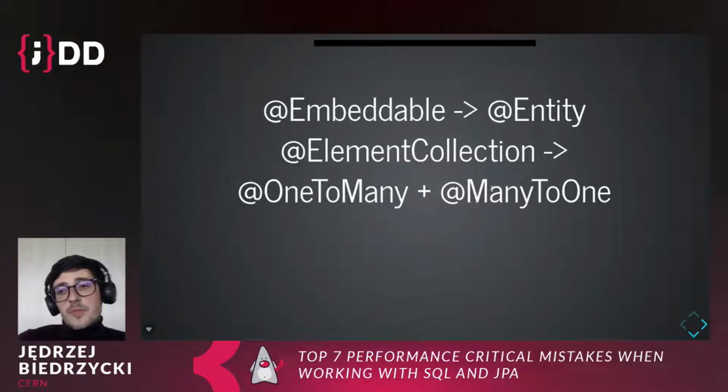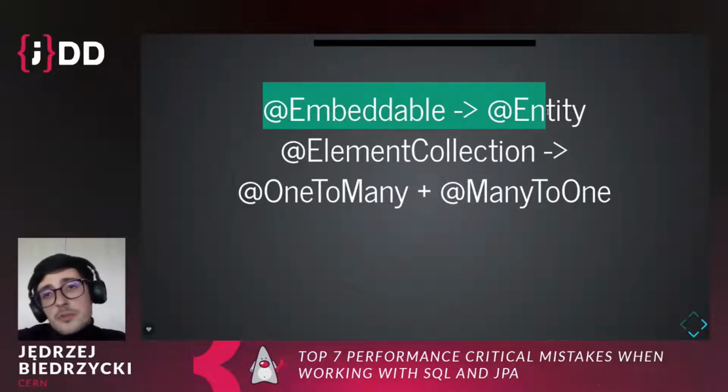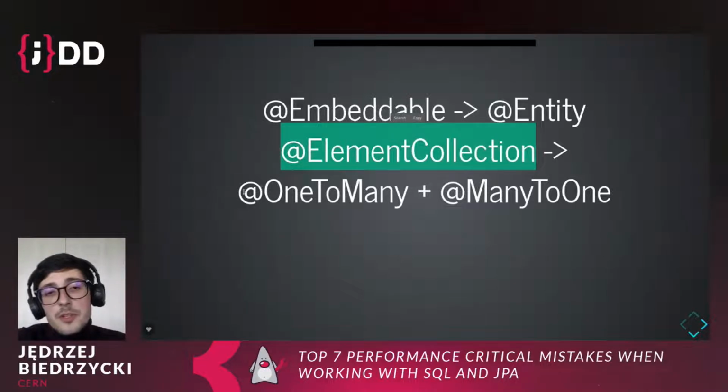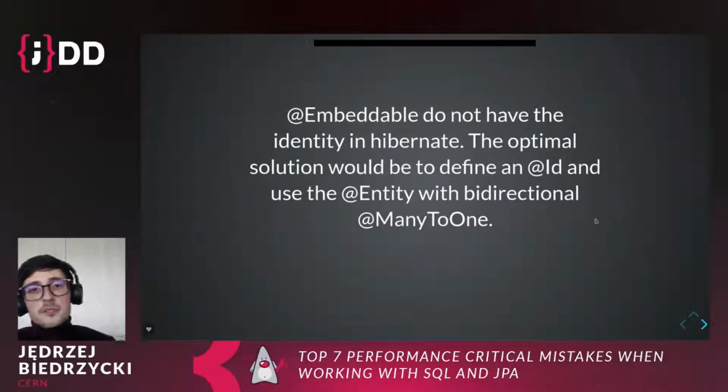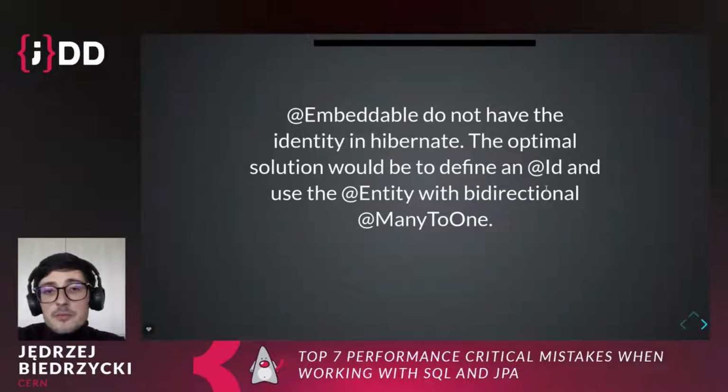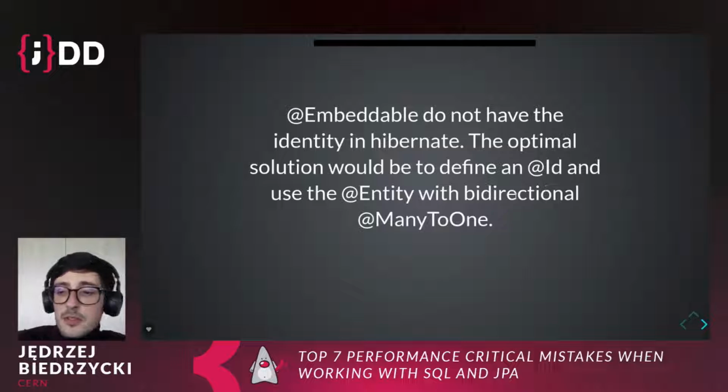Since we're manipulating this collection and we need this notion of identity, maybe a better solution would be to switch from embeddable to entity. And instead of element collection, just use a bidirectional mapping. And just to recap, an embeddable doesn't have a notion of identity. So if we need to manipulate collections of embeddables and so on, maybe it would be easier to consider switching to entity and a proper one-to-many, many-to-one mapping.